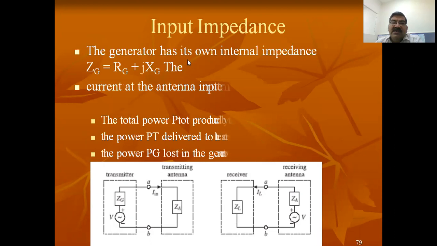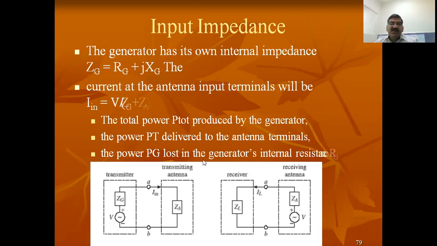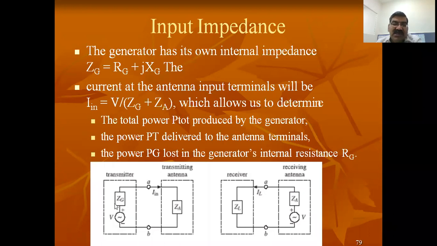Then the generator has its own internal impedance. Now we are focusing on the transmitting side. So ZG is equal to RG plus jXG, again this bifurcation, and the current at the antenna input terminal will be simply V by R or V by impedance. You can apply simple Ohm's law here. So V by ZG plus ZA. That is the voltage upon these two impedances, generator impedance and antenna impedance, which allows us to determine the current.